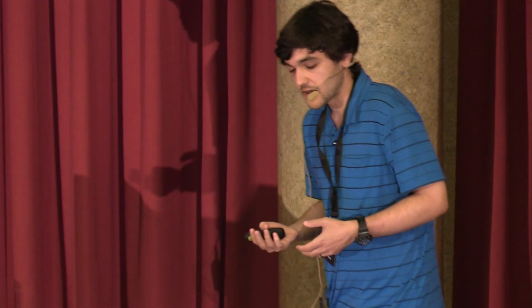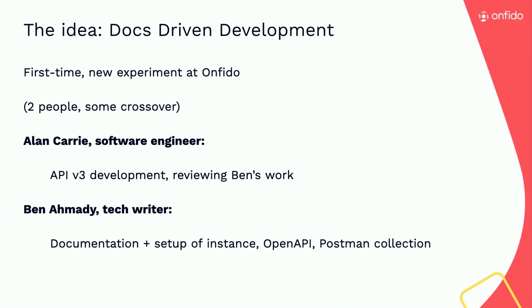That is what the idea became. As I mentioned, this is the first time we tried anything like this at Onfido, certainly the first time I've tried anything like this in my own experience. There were 2 people involved in the project, one of whom was me, and we established responsibilities from the outset. Alan Carey, my colleague in this, was responsible for the actual development of the API and reviewing much of what I did. And I was responsible for the documentation itself, setting up the instance and the technical side of that, the Open API spec, and our Postman collection. We had some crossover, but those, broadly speaking, were our responsibilities.